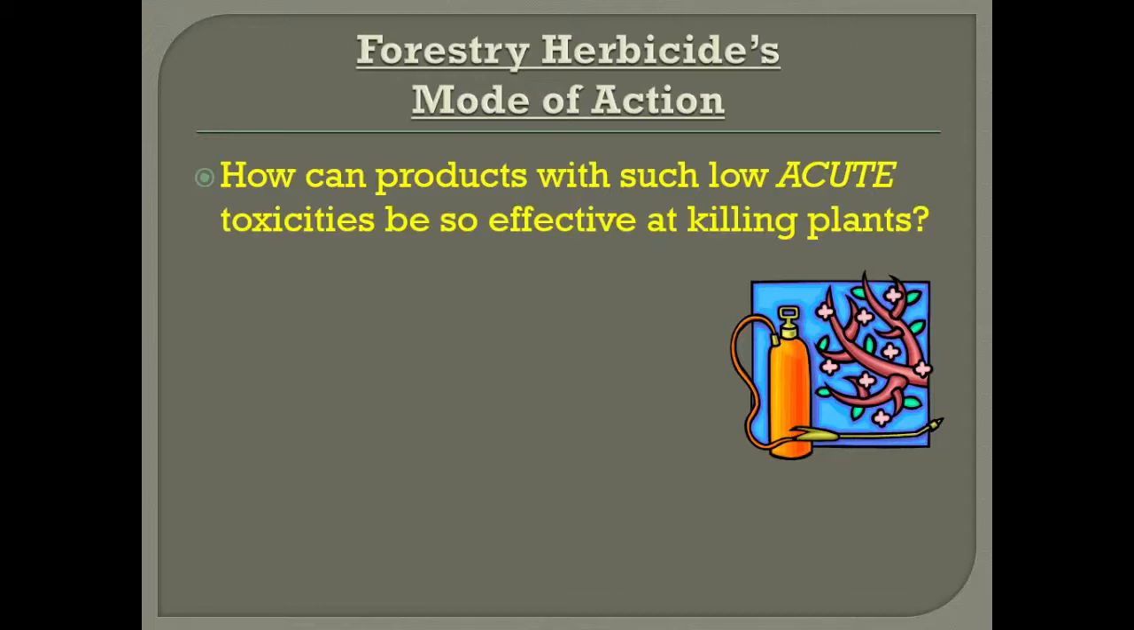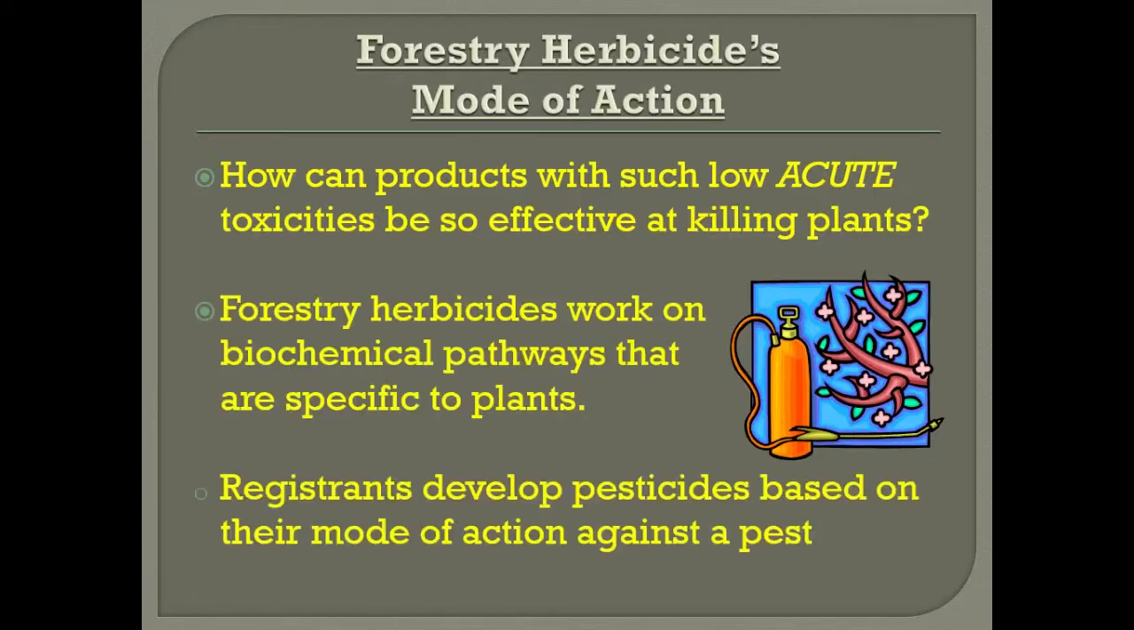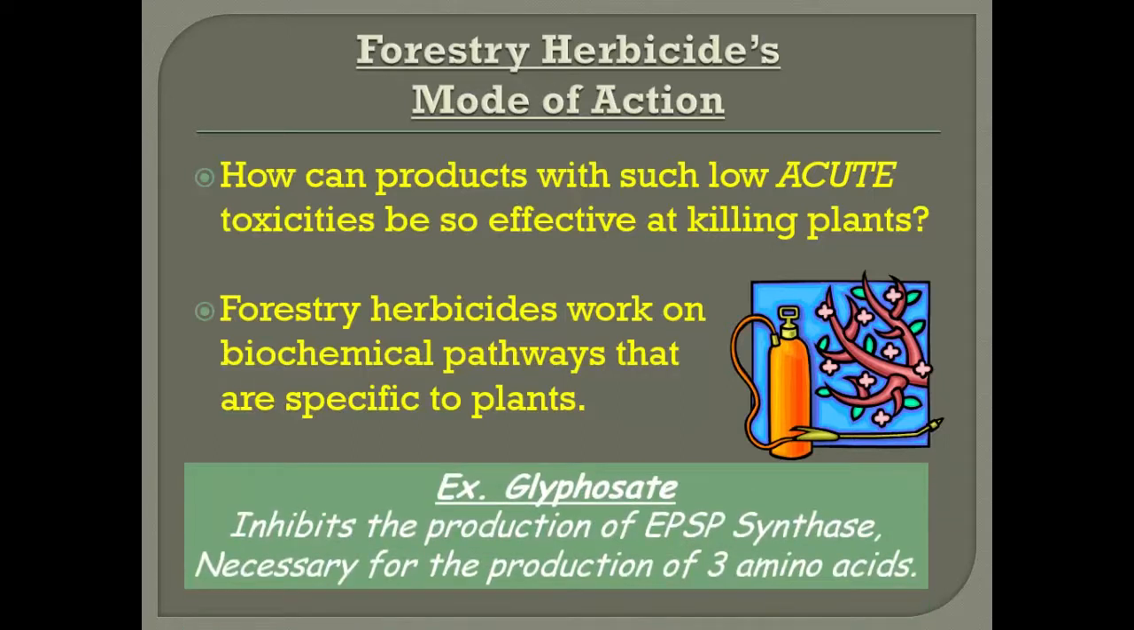So the question is, how can products with such low acute toxicity be so effective at killing plants? The reason really is that they work on biochemical pathways that we don't have. Most of your insecticides and other things work on the nervous system and synapses and stuff like this. That's not the case with the herbicides that we're working with here. Many of them basically just inhibit or upset growth processes, amino acid production, and stuff that affects growth in plants, in systems that we don't have in our bodies.